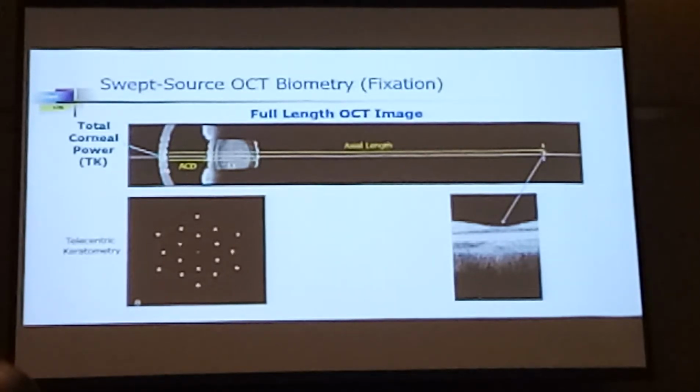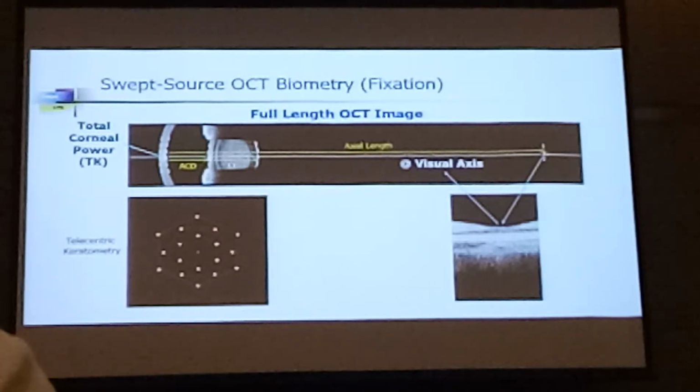In swept source OCT, you have the keratometry, the posterior corneal surface as well, the aqueous depth, the lens thickness, and of course the vitreous length as well. So the swept source probably has the complete picture. The interferometry has probably part of the picture. Ultrasound, if it's not integrated with a K, has part of the picture.